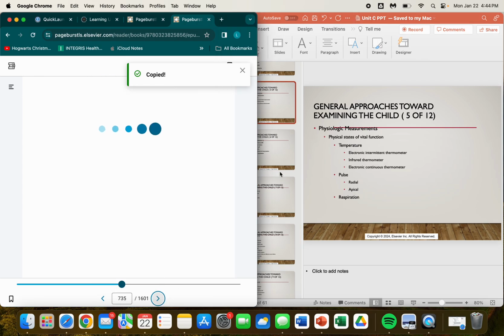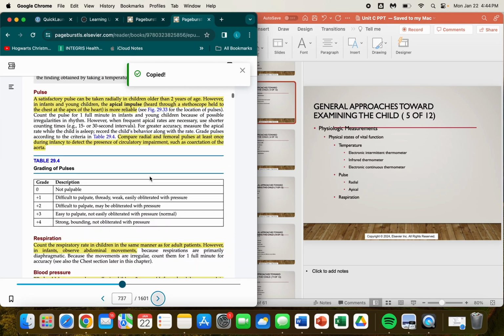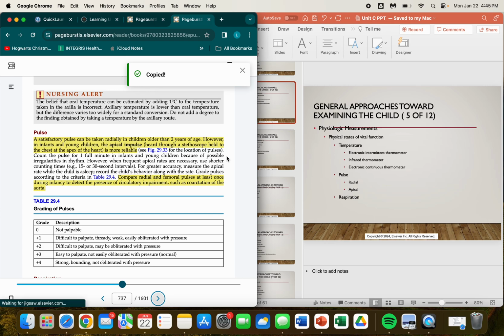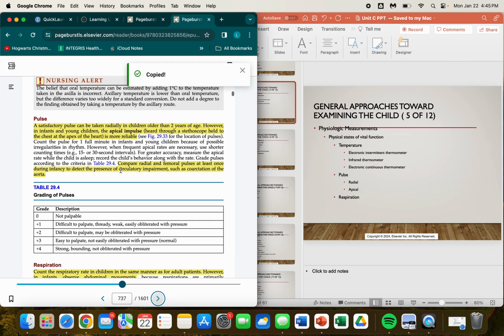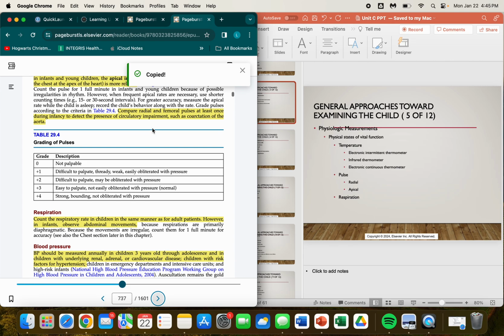We talk a little bit about pulse. In kids, it is appropriate to take a radial pulse in a child older than 2, but in infants and young children younger than 2, we must take an apical pulse because it is more reliable. Your book also talks about comparing radial and femoral pulses at least once during infancy to detect the presence of any circulatory impairment. Maybe they have a heart defect or something. So you might want to take a radial or femoral pulse in addition to that apical pulse, just to ensure those pulses are correlating.